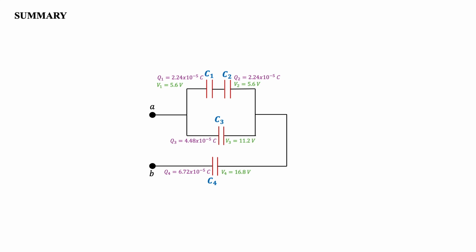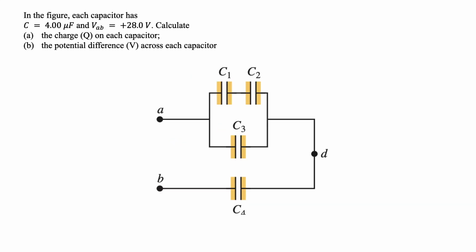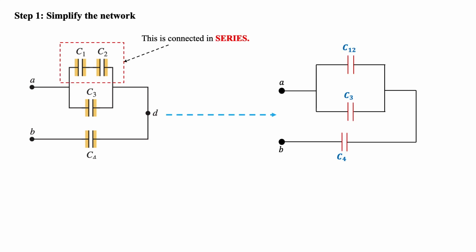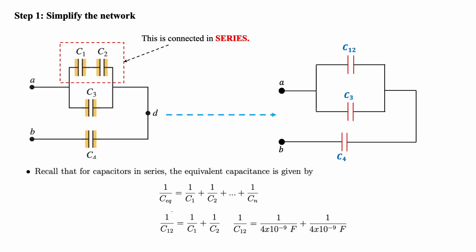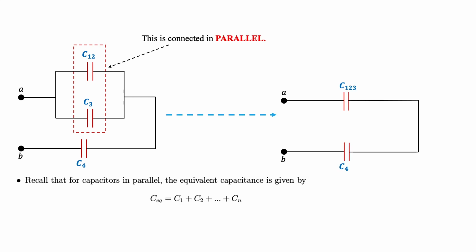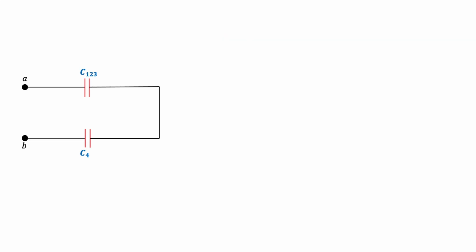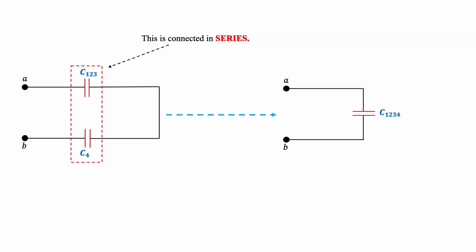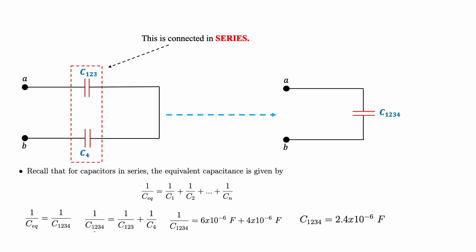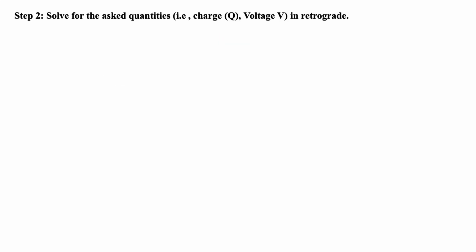Again, I'm going to summarize everything. First, from your given capacitor network, you have to simplify it further, just like this, and you solve for the equivalent capacitance. And again, simplify it further until you get the simplest form, and you solve for the equivalent capacitance until you get this one. Once you get here, you have the equivalent capacitance of the entire network, and you work backwards. This is where I said that you work in retrograde.